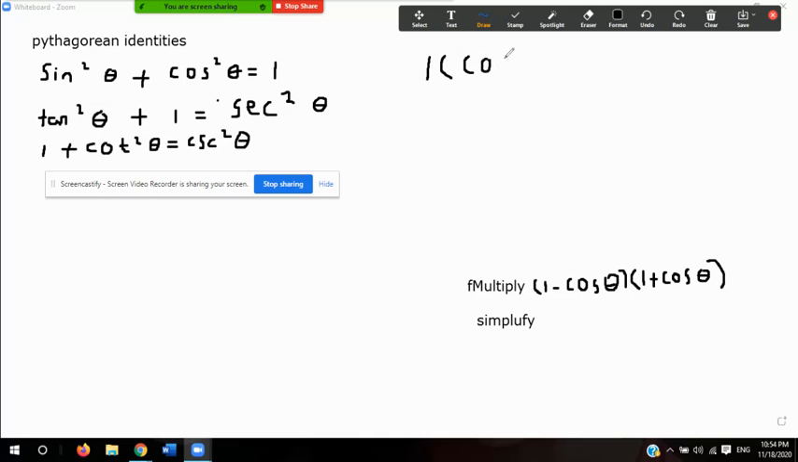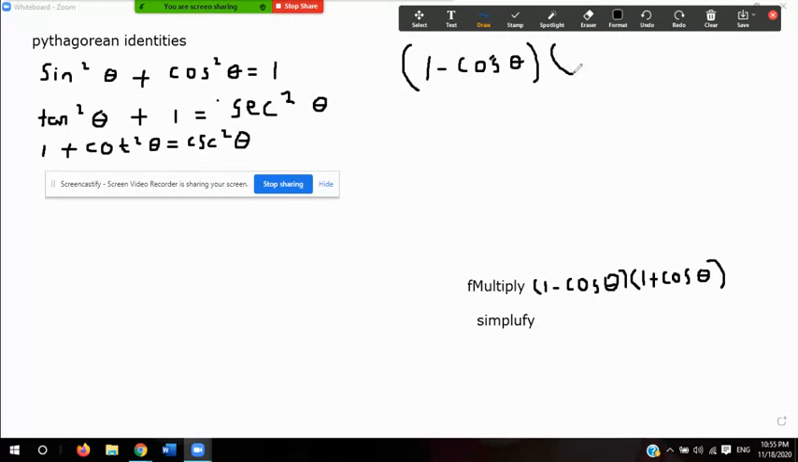1 minus the cosine of theta. I'm sorry, let me rewrite that. I realized I was writing it wrong. So we're going to multiply 1 minus the cosine of theta, and to do this we're going to use FOIL, just like we would multiply polynomial expressions. So 1 minus the cosine of theta times 1 plus the cosine of theta.